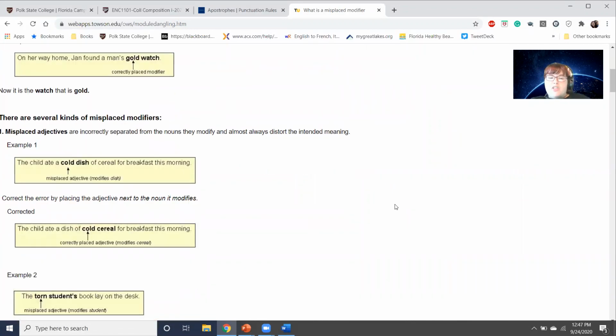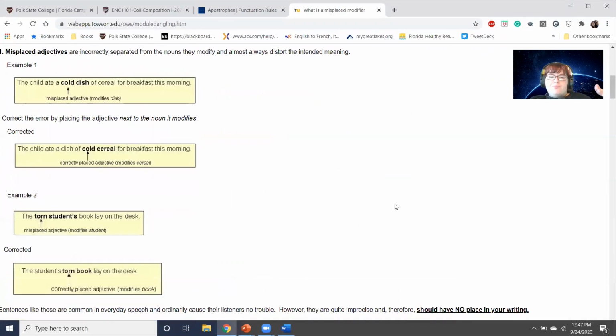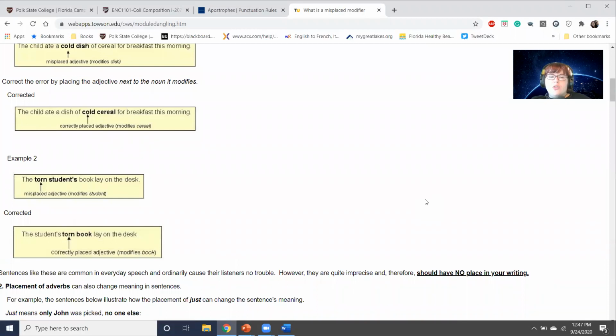There are several kinds. We have misplaced adjectives, which can happen. So, the child ate a cold dish of cereal for breakfast this morning. We mean that the cereal is cold, not the dish. So, we want to make sure to put the adjective with the correct noun. The same thing, the torn student's book lay on the desk. That makes it sound like the student is torn up rather than the book itself.